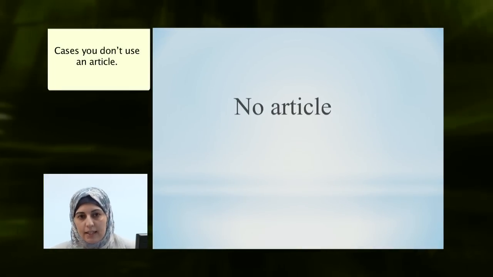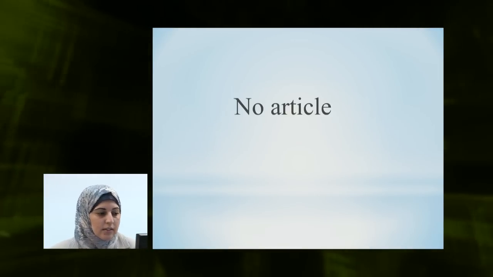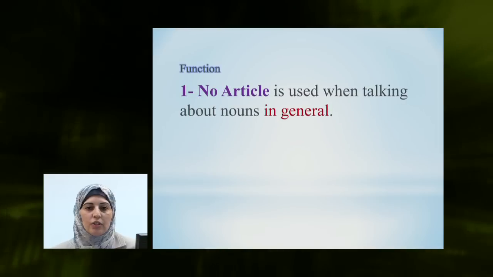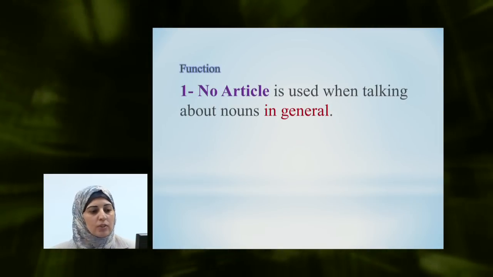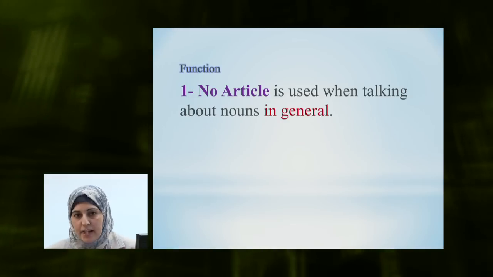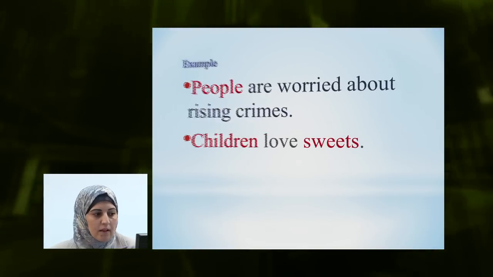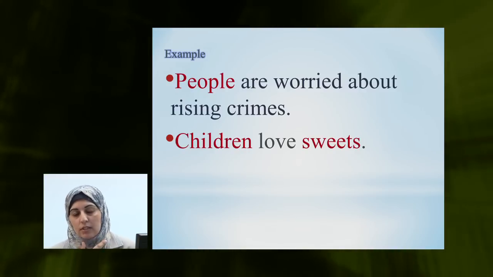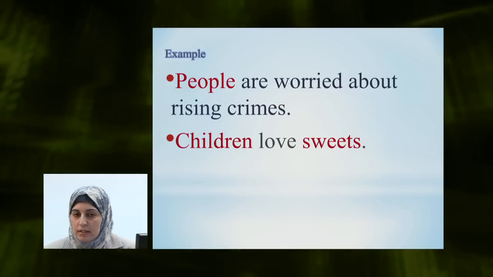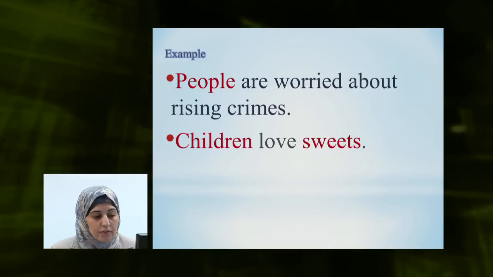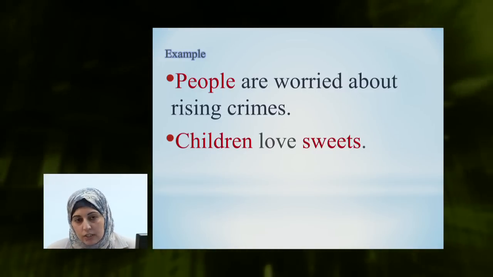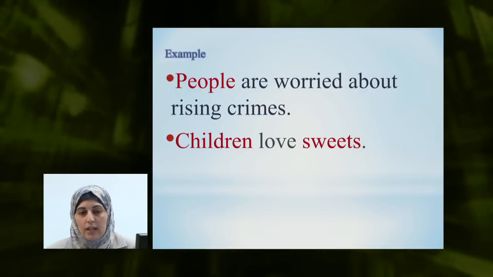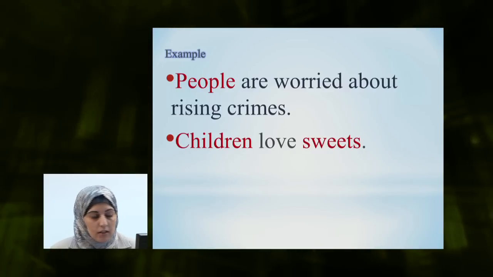Now, there is a case where you don't use any article. You don't use a, you don't use an, and also you don't use the. What cases are these? Let's talk about them now. So, you don't use any article when you are talking about things or people or let's say nouns in general. So, you say, people are worried about rising crimes. Am I specifying these people? Of course not. I am talking about all people in general. In this case, you don't use any article. Children love sweets. Again here, I am talking about children in general and sweets in general. Again, in this case, you notice that I am not using any article.